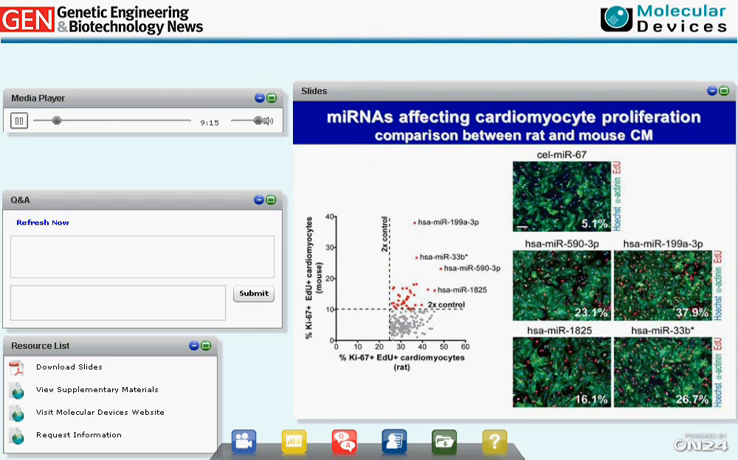The other reason was that we wanted to find microRNAs whose action would be conserved across species. So if the microRNA works in rats and in mouse, it's more likely that it will also work in humans. So we did this screening in mouse cardiomyocytes, and we ended up with about 40 microRNAs that increase proliferation of both mouse and rat by more than twofold.